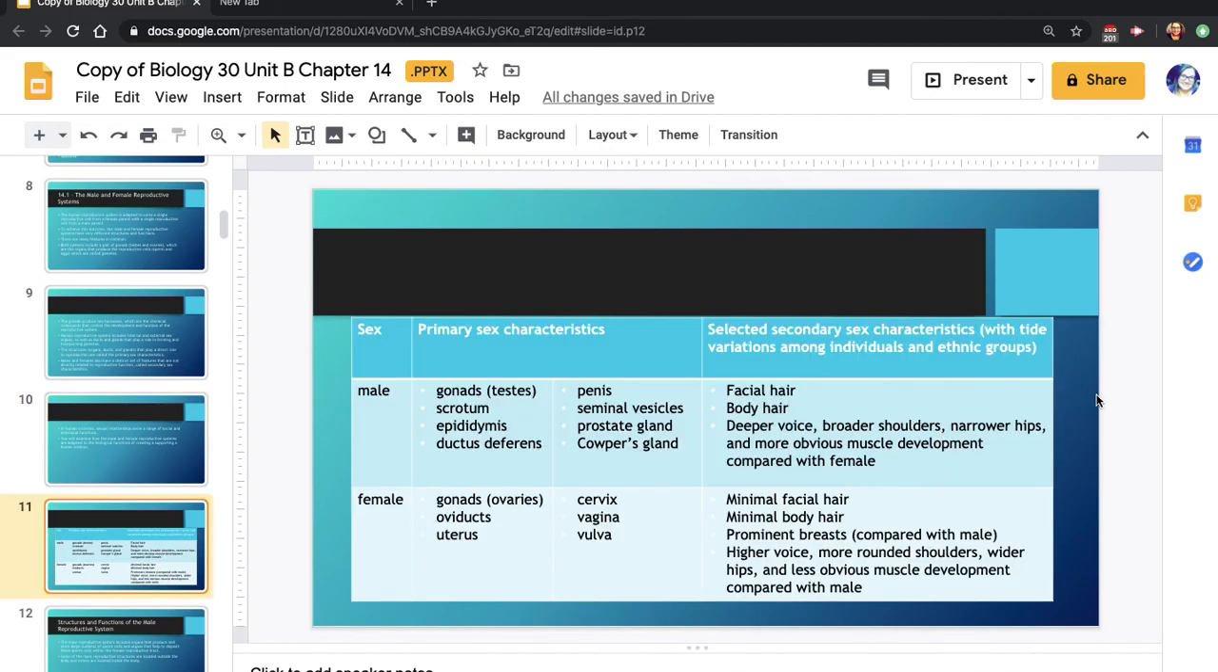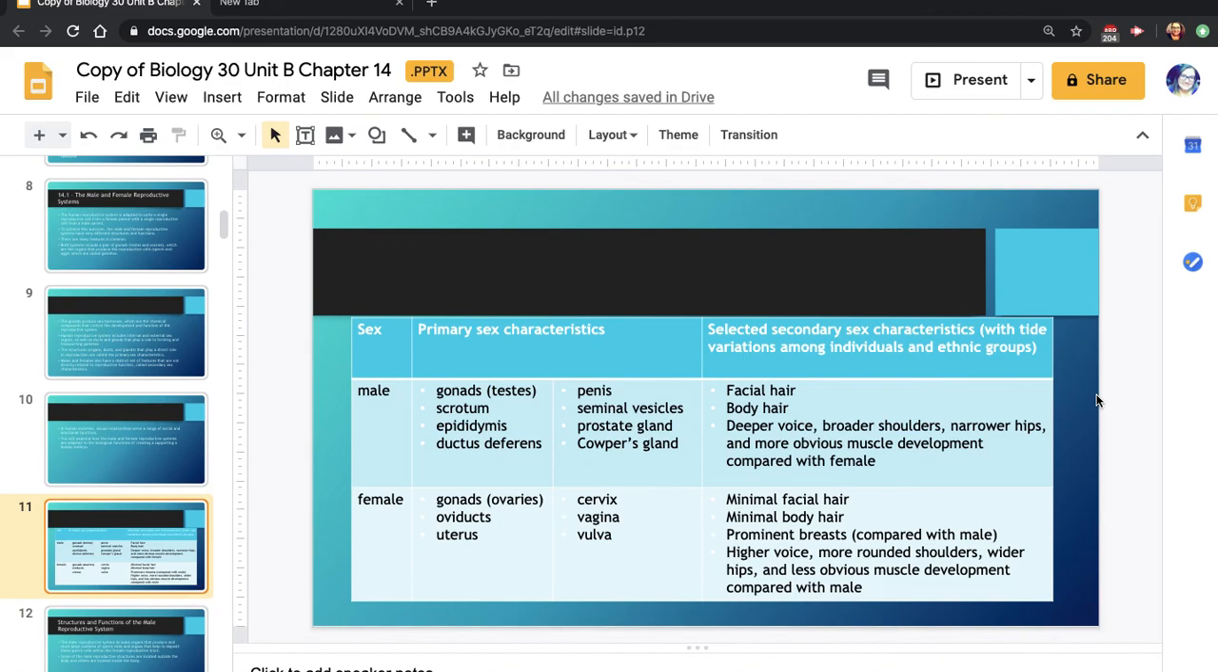Oh, here we go. If we look at this chart, it's a great chart. I love charts. The first one is the male. So the primary sex characteristics are the gonads, the scrotum, the epididymis, and the ductus deferens.